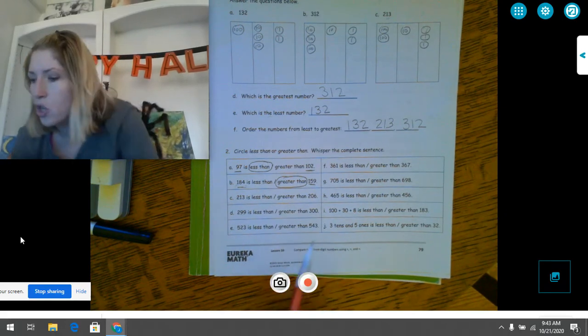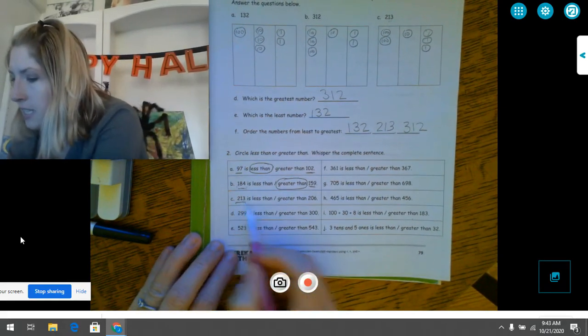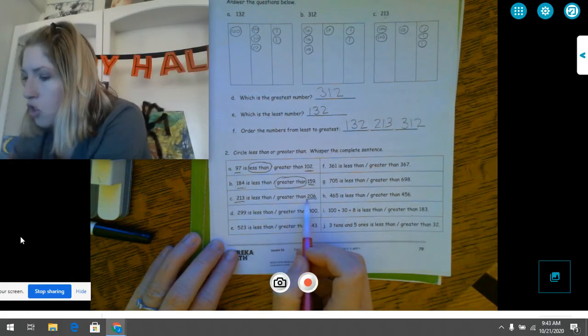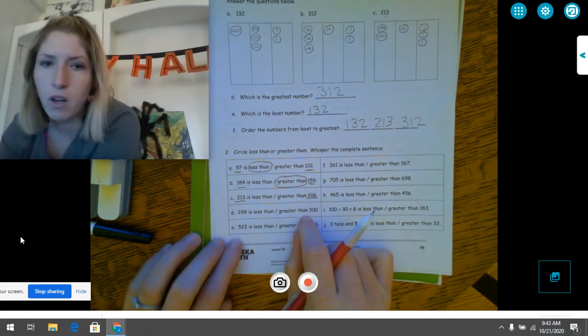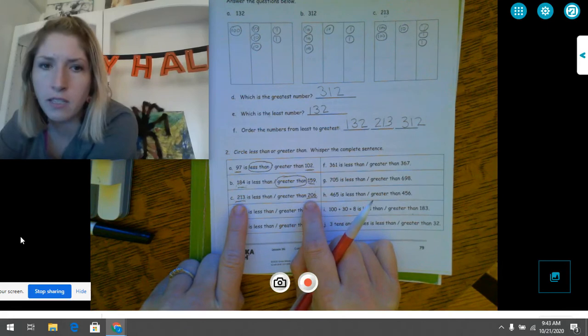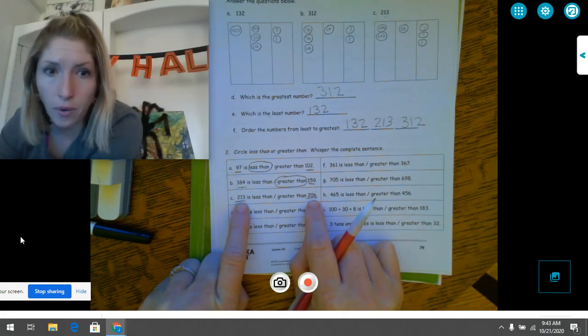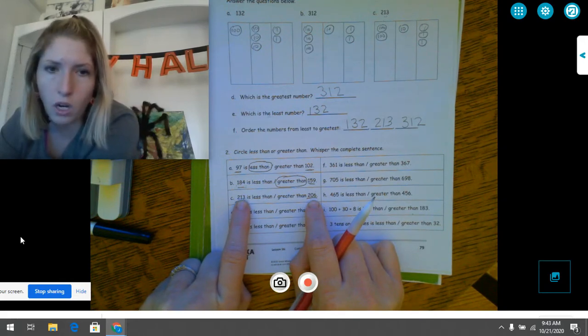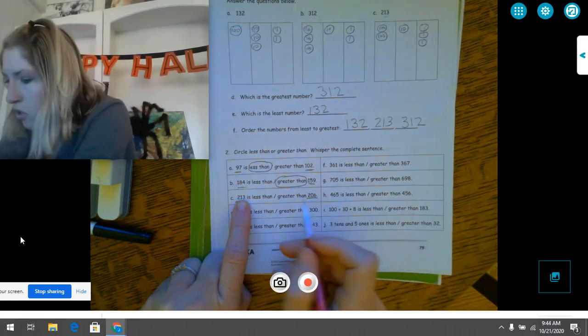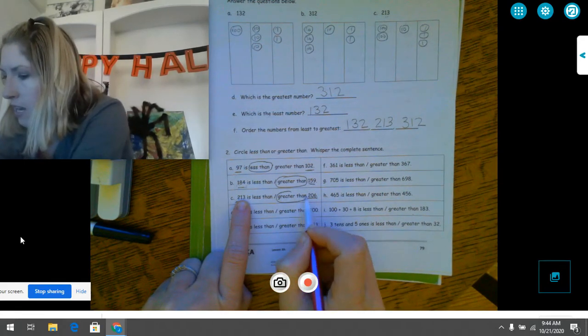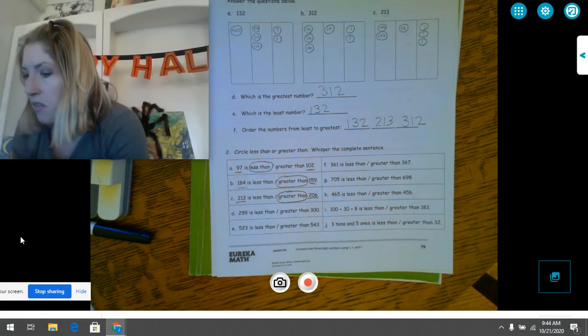Next one, is 213 less than or greater than 206? Well, they both have a 2 in the hundreds place. So we look over at the tens place, and one of them has a 0 in the tens place, and one of them has a 1 in the tens place. So we're going to say 213 is greater than 206 because a 1 in the tens place is bigger than a 0.